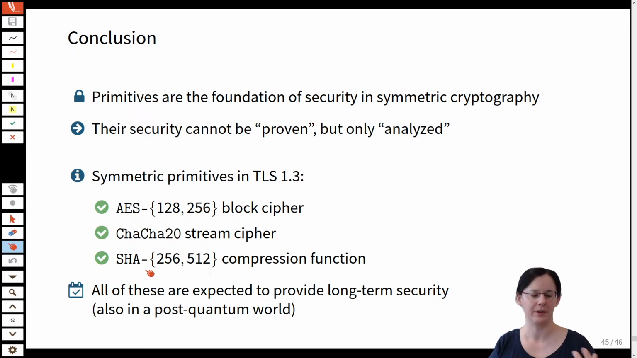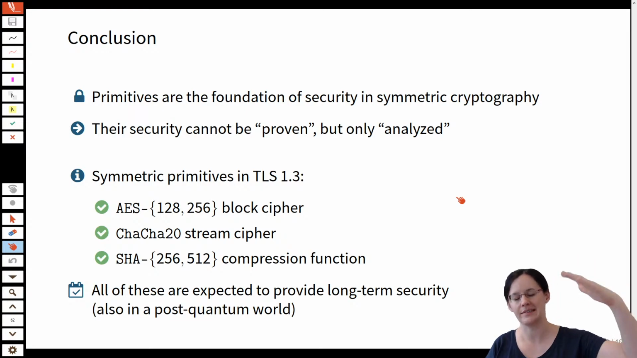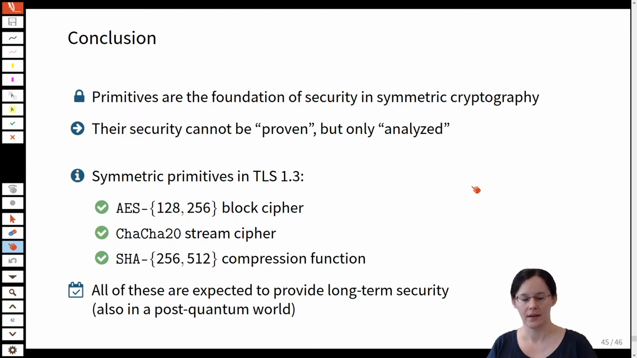So maybe I didn't explain that clearly at the time I explained SHA-2, but SHA-2 has 2 main family members, which are named after their hash output sizes. These are called SHA-256 and SHA-512. And all of these ciphers are expected by the research community to provide security for quite a time to come. In particular, they also retain quite good security levels in a post-quantum world. So they will not completely break if we have very strong quantum computers. They will just get a slightly lower security level.